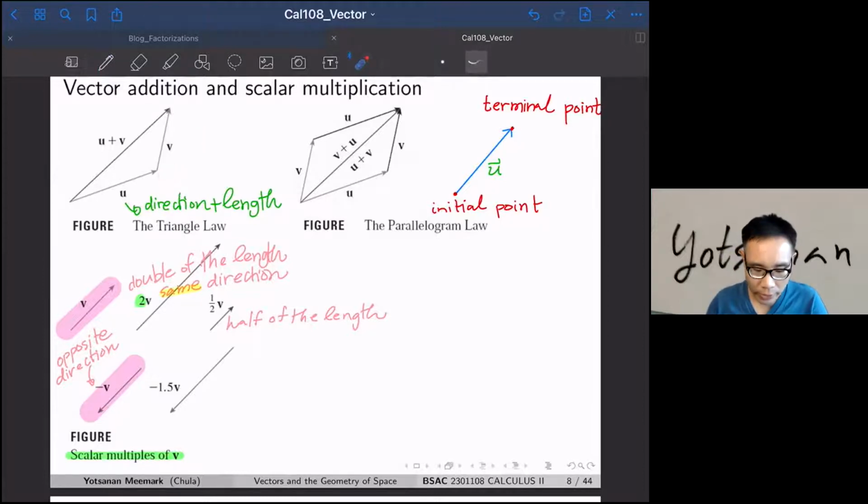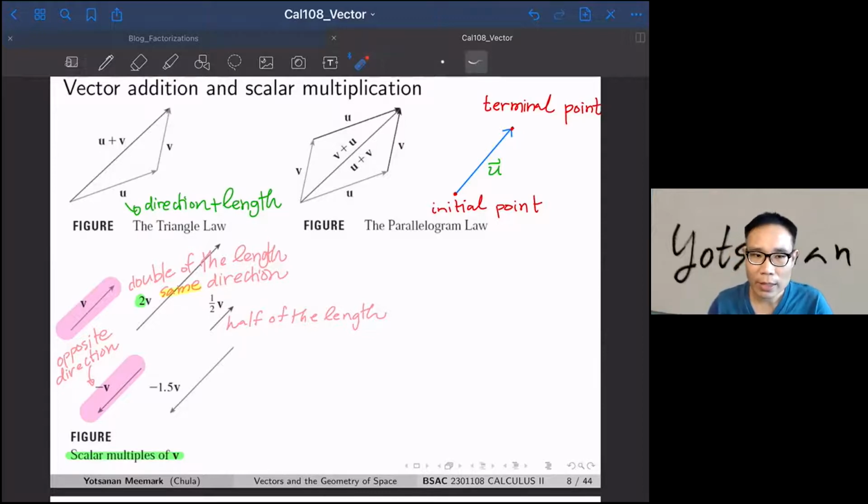You can use the triangle law. With the triangle law, you write the vector u and the vector v consecutively: initial point, terminal point, initial point, terminal point. You write them consecutively, and then you draw a closed triangle from the initial point of u to the terminal point of v. You're going to have the resultant vector, which is the vector u plus v.